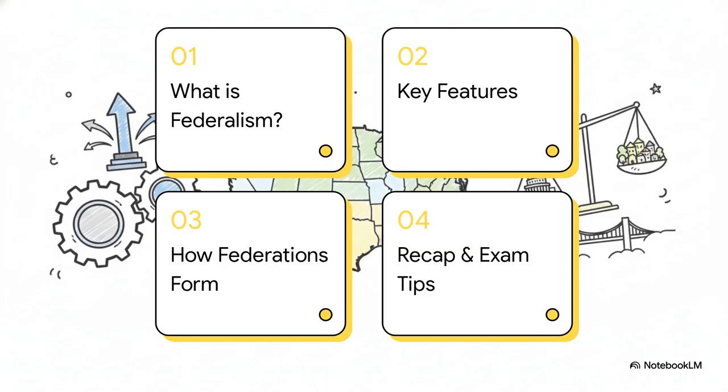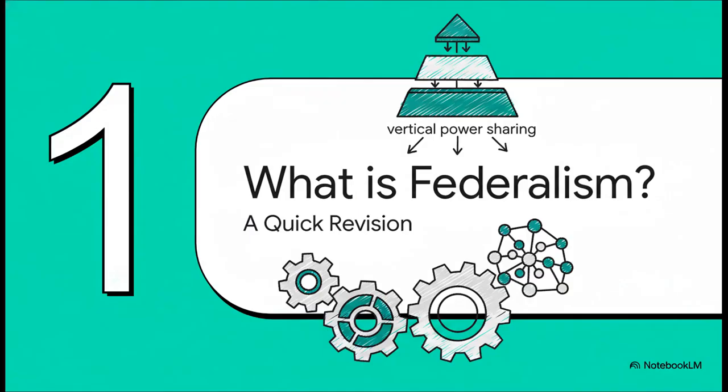So here's our plan for today. We'll start with a quick revision of what federalism means. Then we'll dive into the essential features that make a country a true federation. After that, we'll look at the two main routes through which federations are formed. And finally, we'll wrap it up with a recap and some very useful tips for your exams. All right, let's get started.